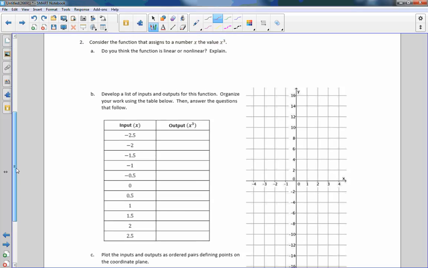Number 2. Consider the function that assigns to a number x the value x to the third. Do you think this function is linear or nonlinear? Well, again, I'm going to say it's nonlinear.